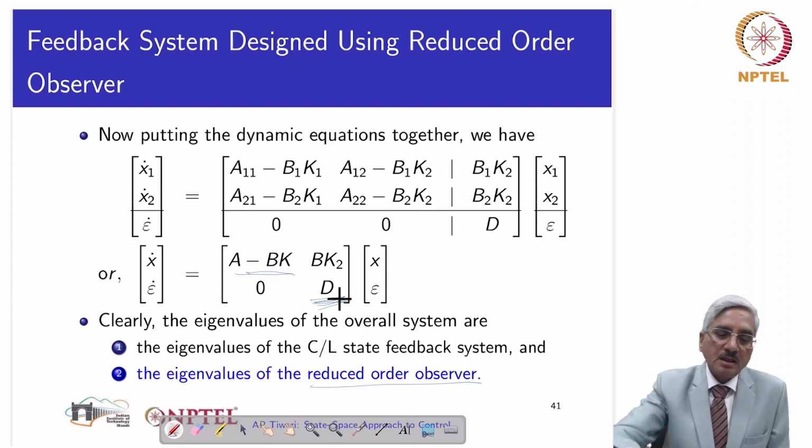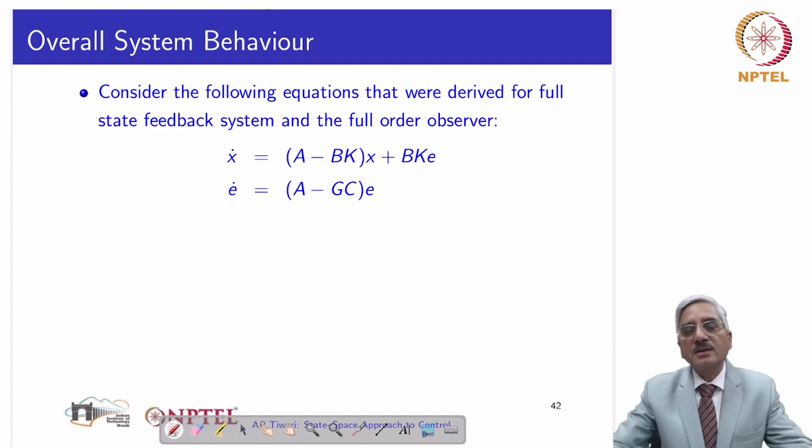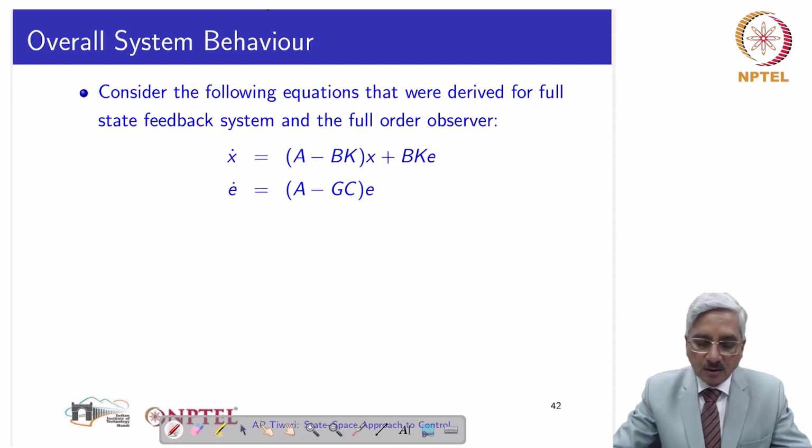Now we see, because there can always be a deviation of observer system states from the actual system states, because the error will go to zero only asymptotically. That may take some time, smaller or longer. So how is the behavior of the overall system? This we are going to analyze, and we are going to do it for the full order observer. The same thing will hold good for the reduced order observer, or one can do it to convince himself or herself.